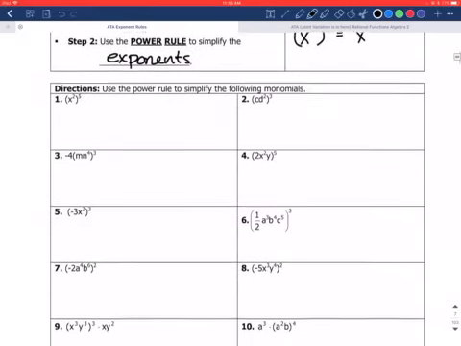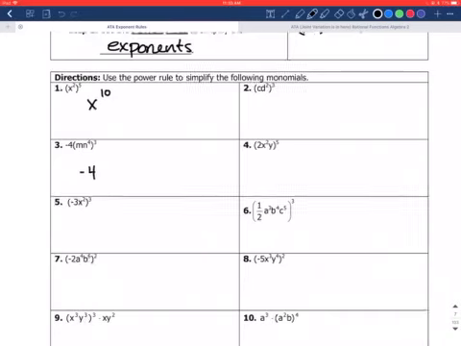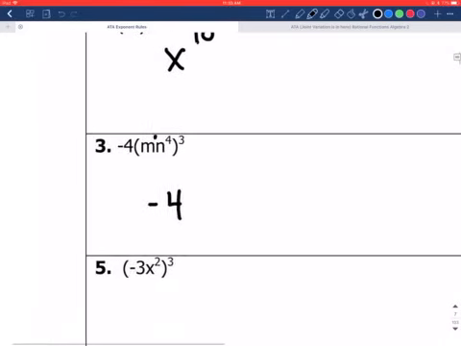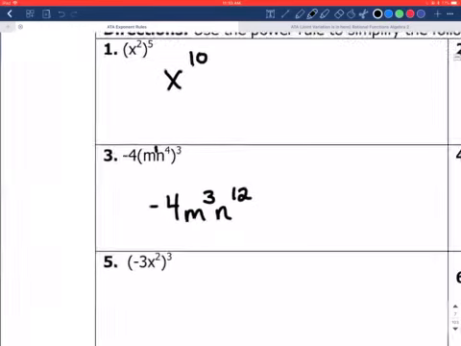All right, so for number one, using the power rule to simplify these monomials, that will just be x to the 10th power. All we do is use the power rule and we multiply those exponents. For number three, notice that the negative 4 is on the outside, so we are not raising that to the power of 3. However, the m to the first power and the n to the fourth we are. So m to the first power multiplied by 3 will give us m to the third, and that will be n to the 12th.